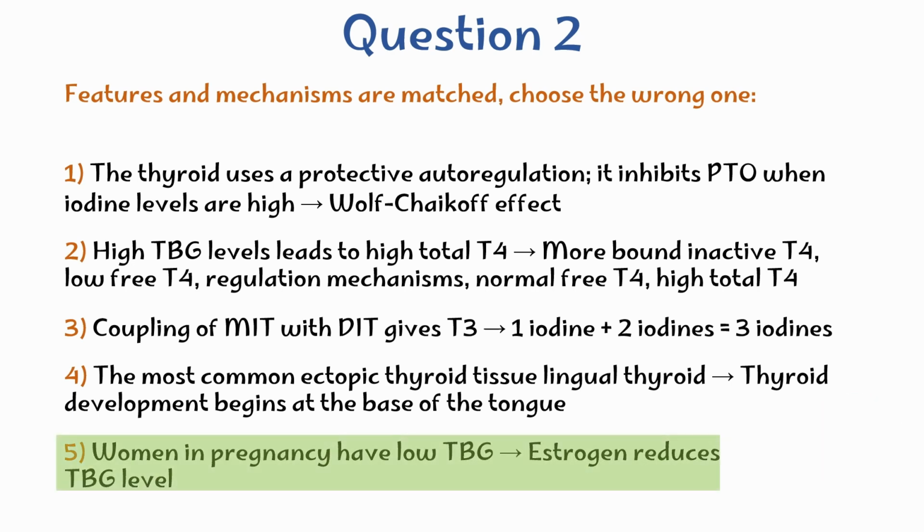Estrogen increases thyroid binding globulin levels, so women in pregnancy have high TBG levels and high total T4.